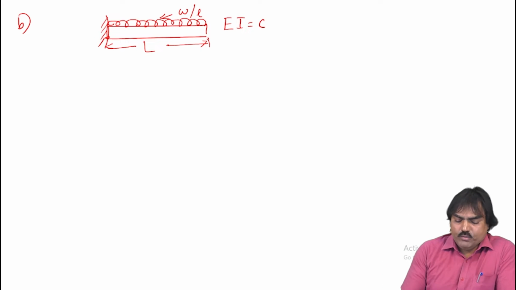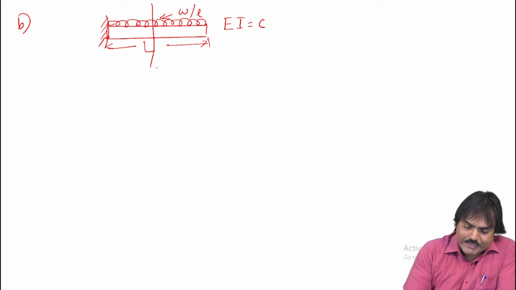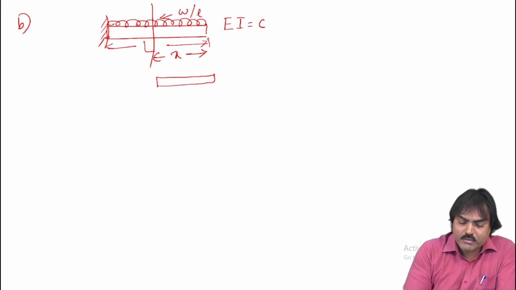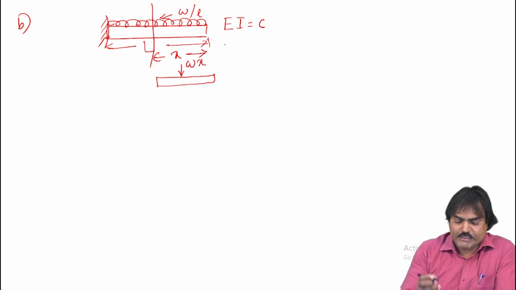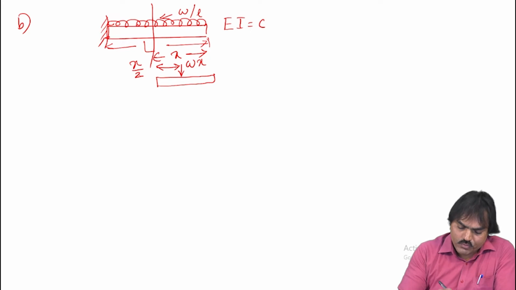Here also, to apply the double integration method, you take a section at a distance equal to x. So that when you see the free body diagram of this element, the load is W over a distance x, so the total load becomes the area under this element, that is W into x. Now this acts at a distance equal to x by 2. So from this point here, this will try to move down.